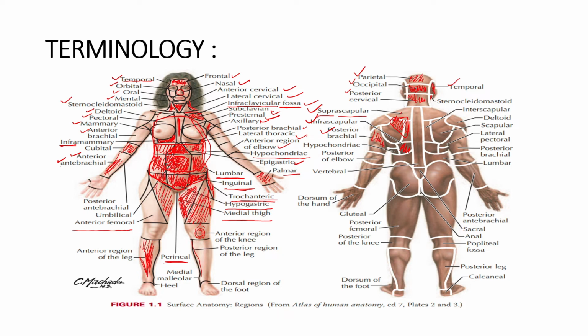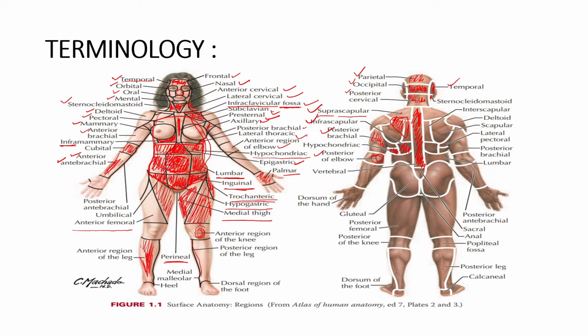Hypochondriac region, already I have told before. Posterior of the elbow. Elbow means this portion we know everybody. So this is the posterior part of the elbow. Here, this region is vertebral. We know that below the skin there is vertebral column here, as we are vertebrates. So this region is called vertebral.